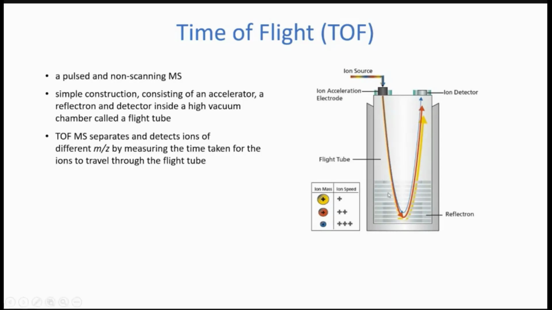This detects ions by measuring the time it takes for the ions to travel through the flight tube, hence its name, time of flight. Ions are accumulated and introduced in pulses. So it's literally called a pulsar.